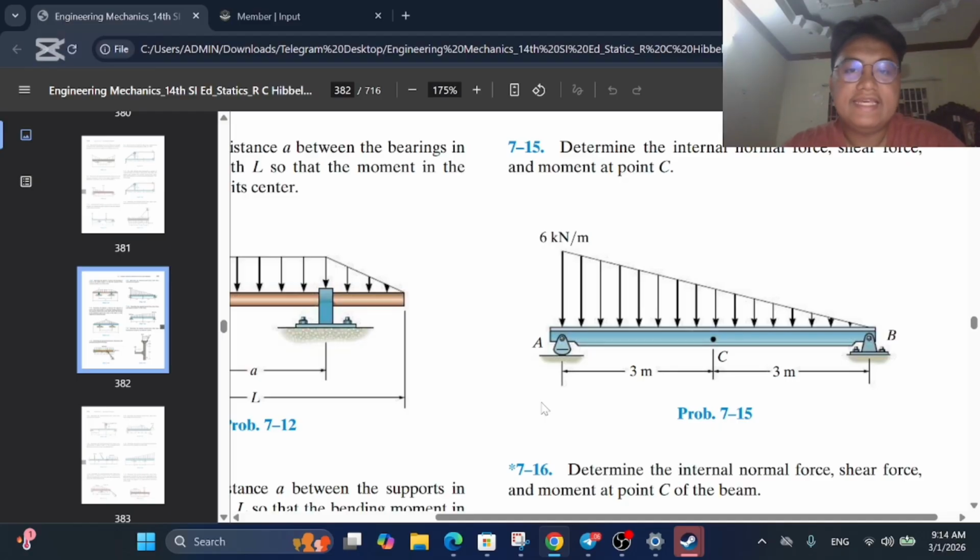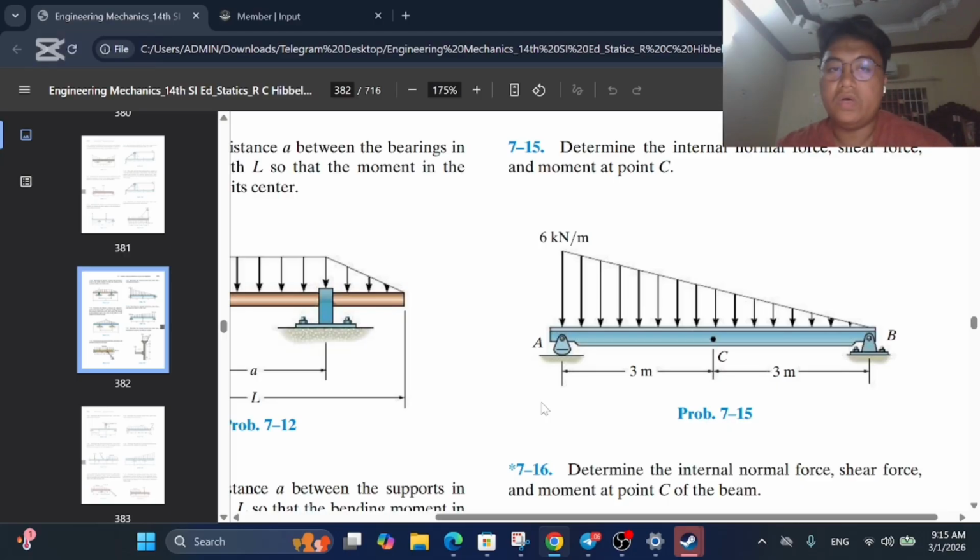So as you can see in this exercise, we are analyzing a 6 meter beam supported at both ends. At A is by roller and B is pinned. The point of interest is point C, located at the middle of the beam, 3 meters from each support, and the beam is subjected to a triangle distributed load that starts at the maximum intensity of 6 kilonewton and taper down to zero at B. So the objective of this problem is to determine the normal force, the shear force, and the bending moment.